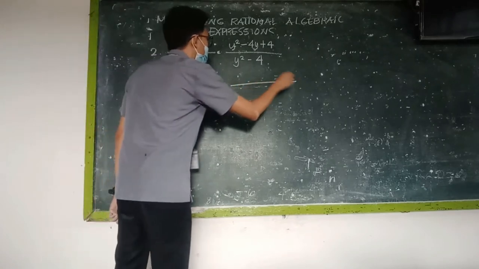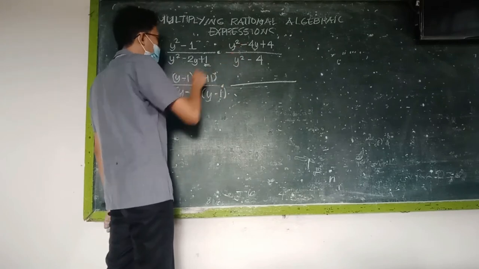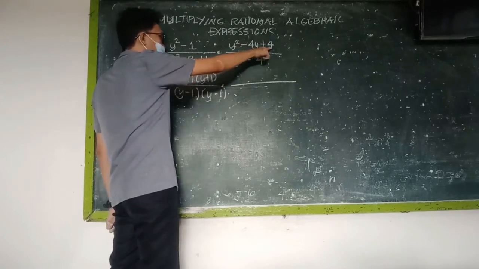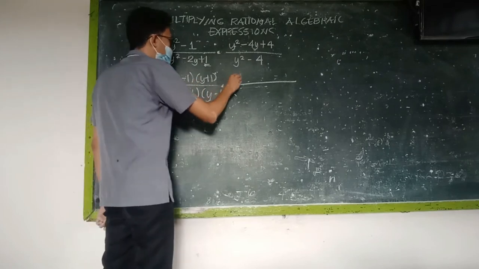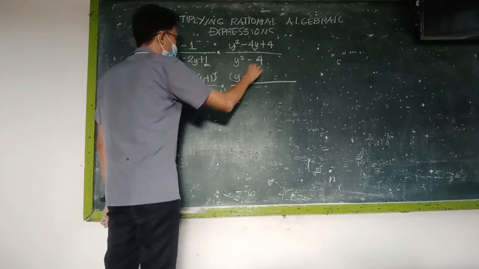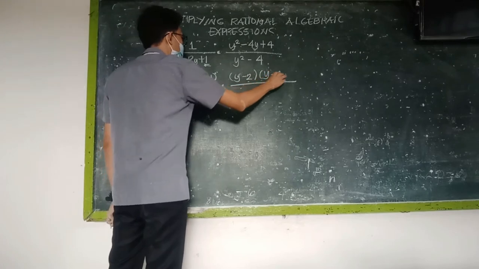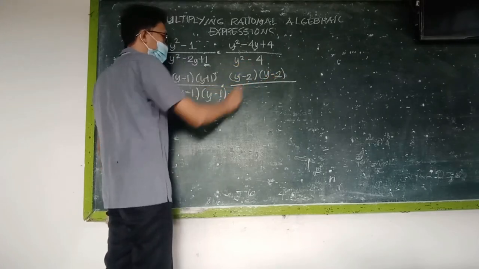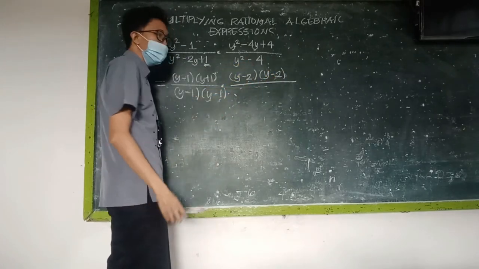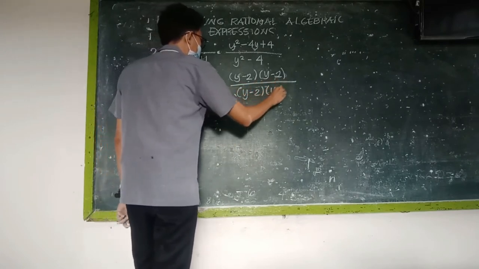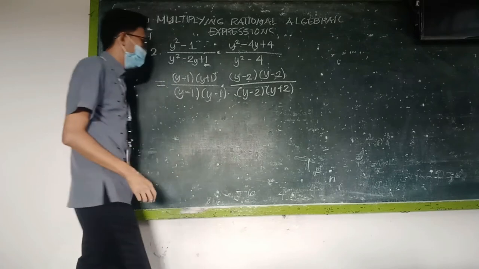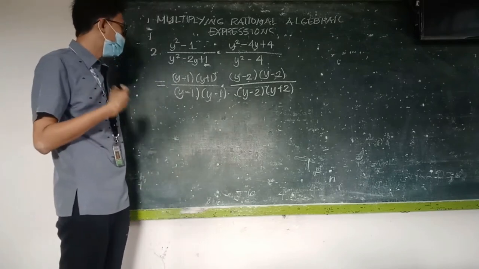Times, dito naman, same process as dito. Kukuha tayo ng factors ng 4 na ang sum is negative 4. So we have y minus 2, y minus 2. Then we have y squared minus 4. So ang factors ng y squared minus 4 by difference of 2 squares, we have y minus 2, y plus 2. Then we will try to cancel kung ano yung mga common factors.